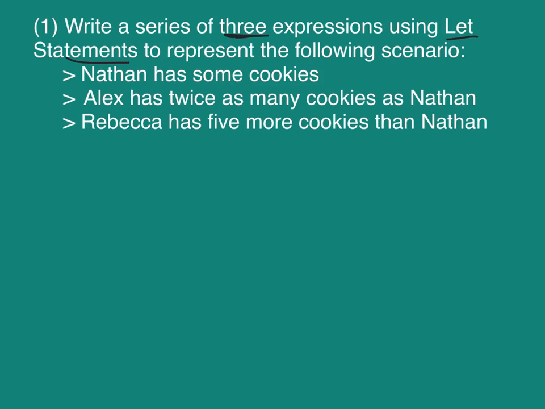So Nathan has some cookies. Alex has twice as many cookies as Nathan, and Rebecca has 4 more than Nathan. So obviously the first thing that we don't know, that's the question we always ask, what's the first thing we don't know? The first thing we don't know is how many cookies Nathan has. So that's going to be my first let statement. I always start with let, and then I'm going to assign my very first variable, which will be the only variable I use throughout.